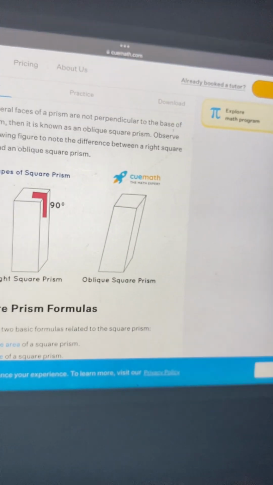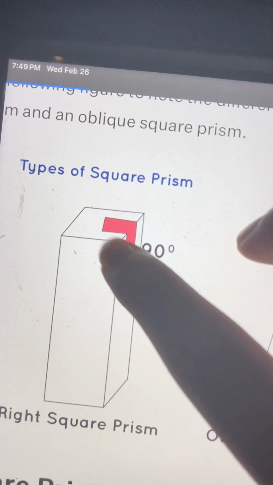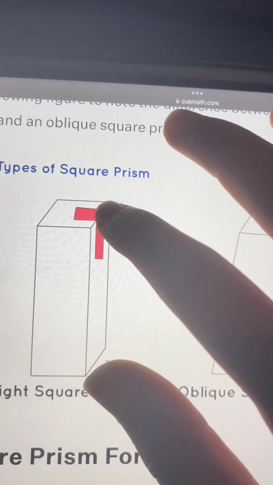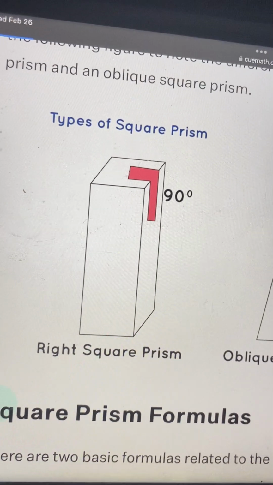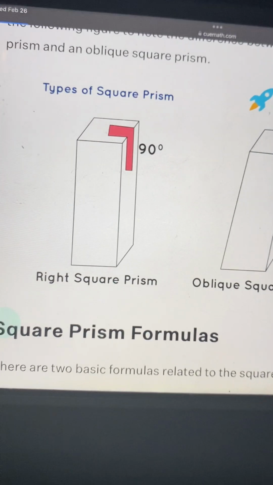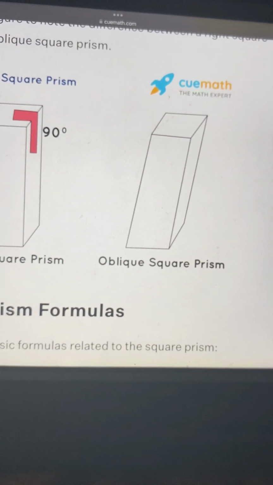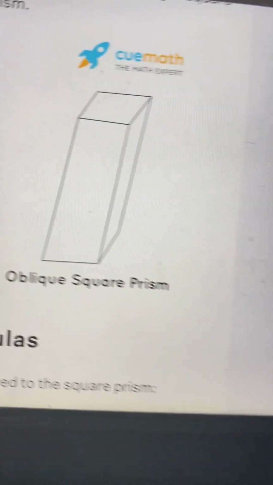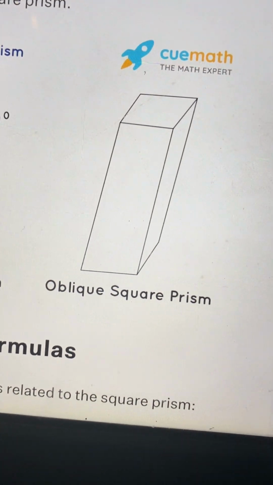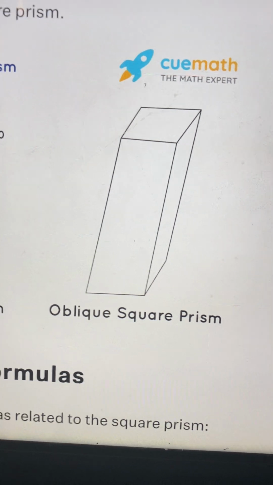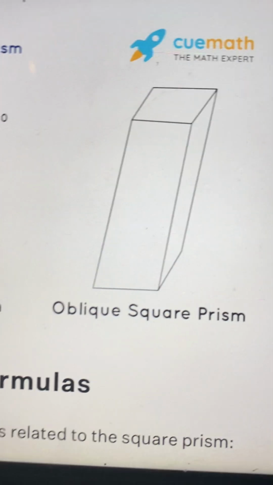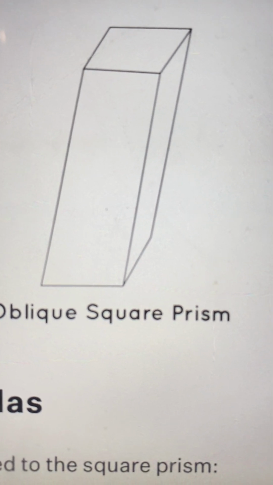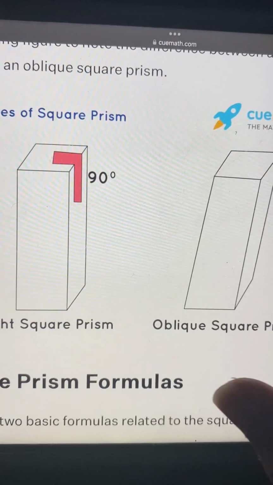But there are two types of square prisms. Ah, there we go. That looks more like a square prism to me. 4 sides, the same length. There are two kinds of square prisms, a right square prism and an oblique square prism. A right square prism is a square prism with a right angle. However, an oblique square prism is a square prism with an acute or an obtuse angle. So basically, an angle that is not a right angle fits into the description of an oblique square prism. That's the same for all other prisms, such as rectangular prisms.